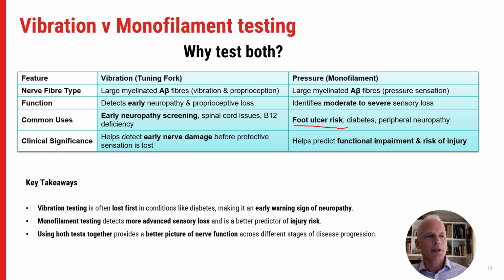So just to recap, vibration probably detects earlier nerve damage, whereas the monofilament probably predicts a bit more accurately functional impairment and risk of injury.